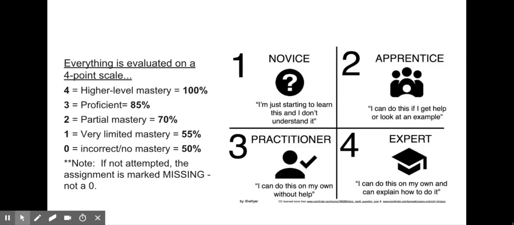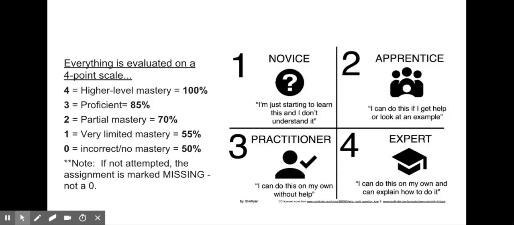These scores do translate into percentages because I have to work within the system of GPAs in high school. And you can look at it like this: a 4 is an A plus, a 3 is a B, a 2, that partial mastery, is a C minus, and then a 1 is right below that F range. I will tell you too, and I can explain this later, the 0 in my book is not a 0. I put that in as a 50%.